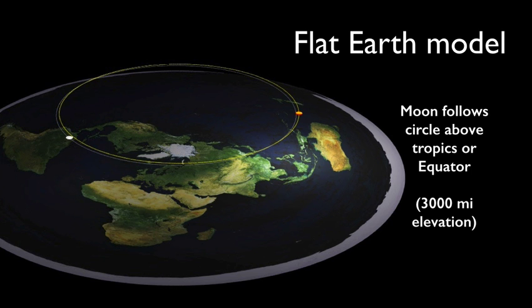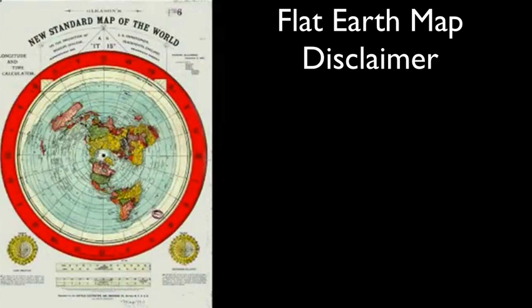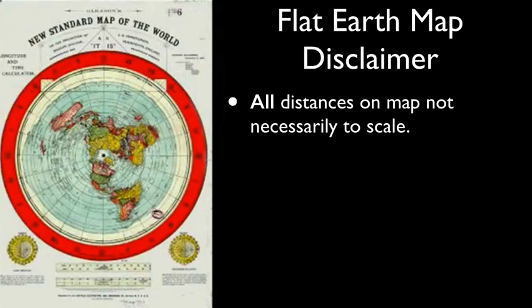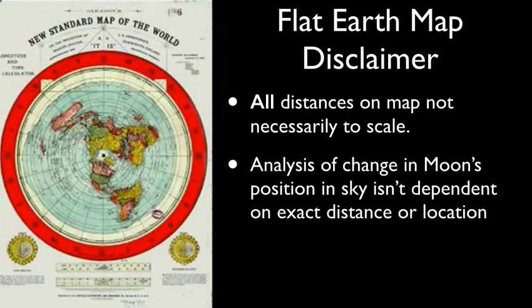On the Flat Earth model, the moon follows a circle above the equator or the tropics at about a 3,000-mile elevation. Again, let's note that the Gleason's Flat Earth map might not be perfect because all the distances might not be to scale. However, this does not change our analysis.